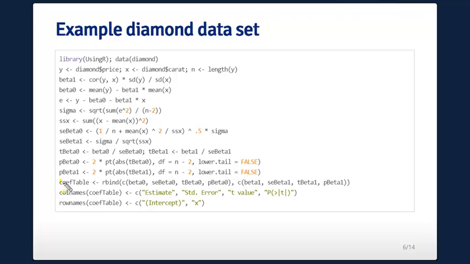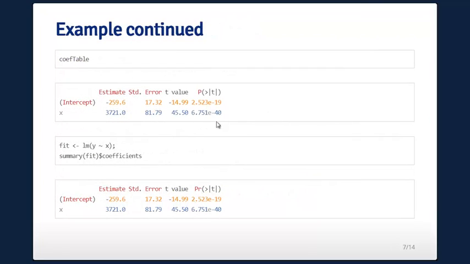And so, here I just create a little table of all these values, and then I add the names for them as the estimate, standard error, t-value, the probability, and so on. Okay, there we go. And here's the result of those calculations.